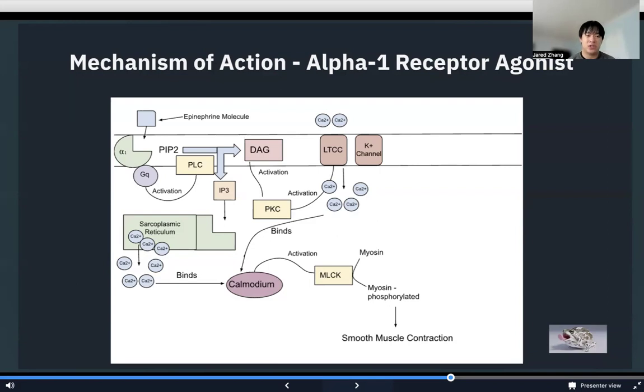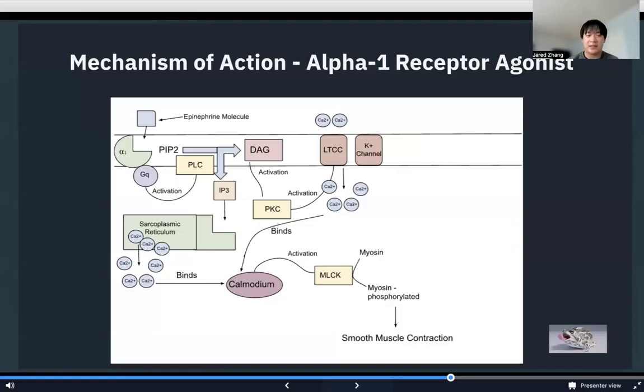Alpha-1 receptors are Gq protein-coupled receptors located on arterial smooth muscle. When these receptors are activated by epinephrine, the Gq protein signaling cascade is triggered. To begin, the Gq protein activates phospholipase C. It's an enzyme that cleaves PIP2 into two secondary messengers, IP3 and DAG. IP3 binds to receptors on the sarcoplasmic reticulum, triggering the release of calcium into the cytoplasm.